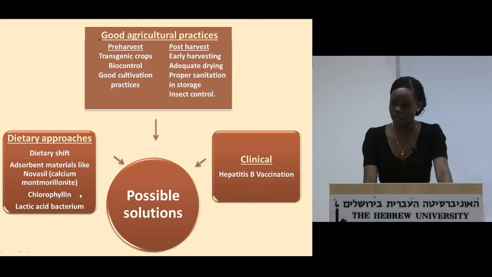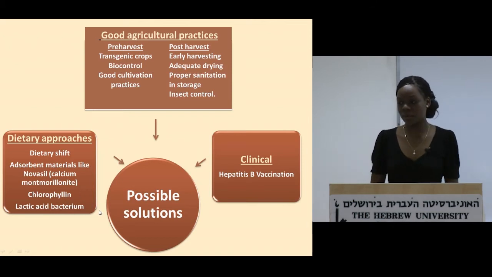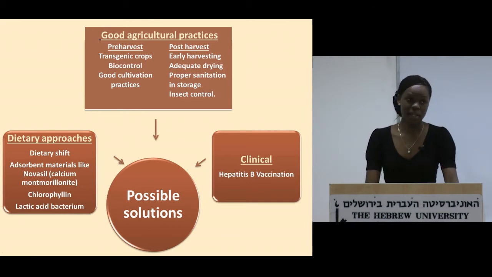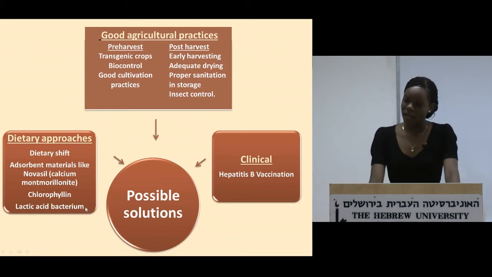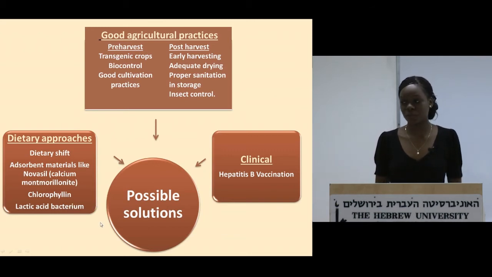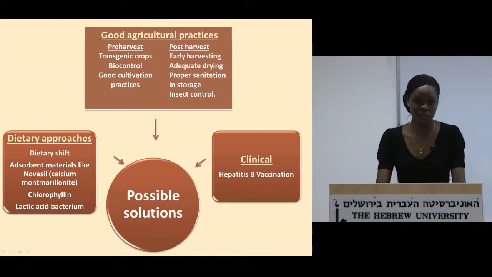Therefore, it will prevent the downregulation of protein synthesis. Or we can use lactic acid bacteria, which binds to aflatoxin physically, making it unavailable for digestion. On the other hand, we can advocate for good agricultural practices, which are pre-harvest, like use of transgenic crops. For example, there is a strain of maize which is resistant to insects. You know, insects are actually vectors of aflatoxins.